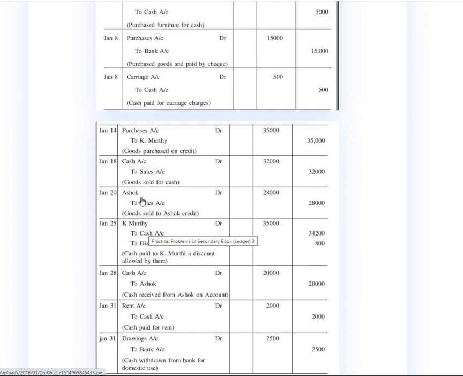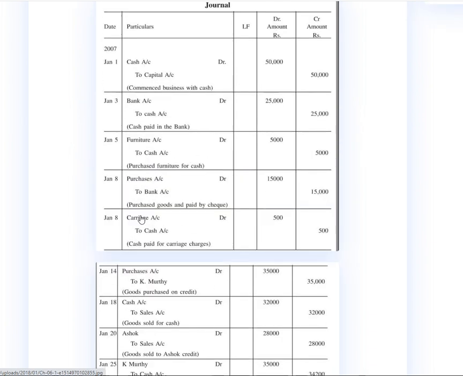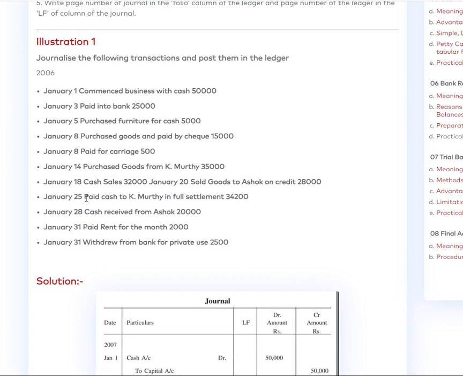He has to pay us money. It is still pending to be received. Hence, we are debiting that item 28,000 to sales account, because we have sold goods to Ashok, which is a revenue item to us worth rupees 28,000. The narration here is being goods sold to Ashok on credit. Next, on January 25th, paid cash to K. Murthy in full settlement, 34,200.